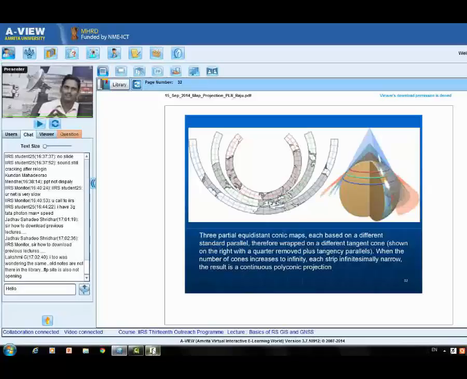And then this is done for India using the Everest spheroid as the datum.